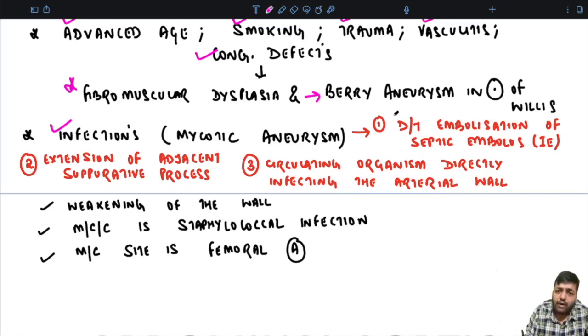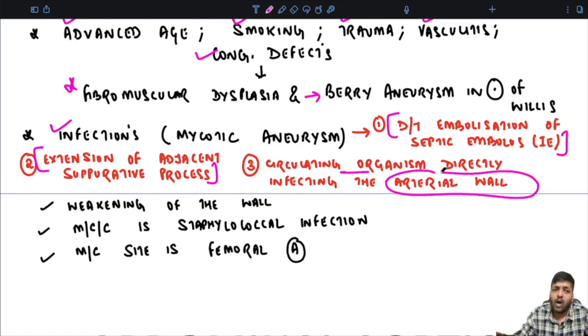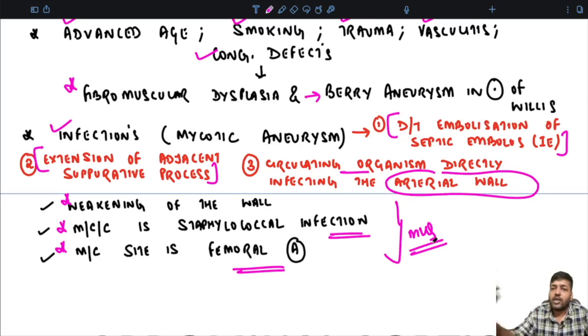Remember, mycotic aneurysm can occur due to embolization of a septic embolus in infective endocarditis, extension of an adjacent suppurative process, or a circulating organism directly infecting the arterial wall. This is how infections of the vessel wall can lead to weakening and mycotic aneurysm. The most common cause is staphylococcal infection, and the most common site of mycotic aneurysm is the femoral artery. These two are very important MCQs which can be asked in your exam.